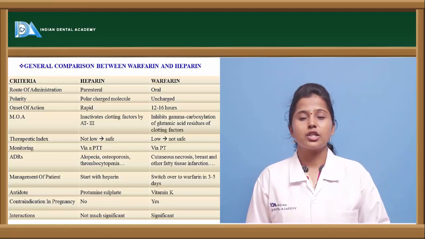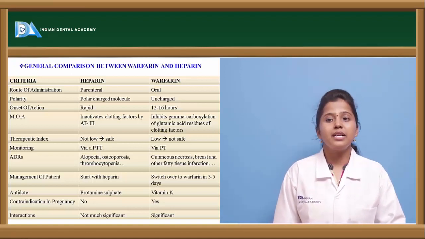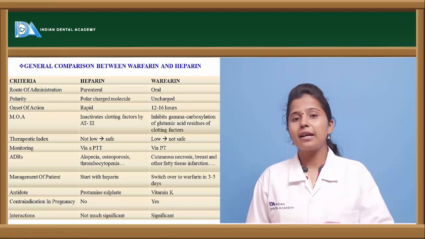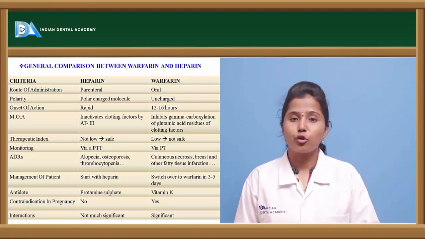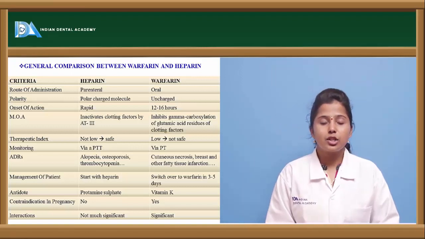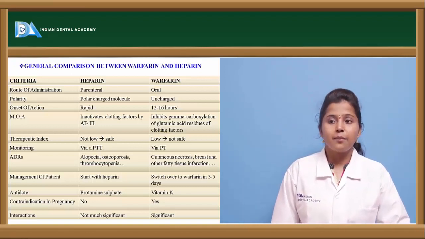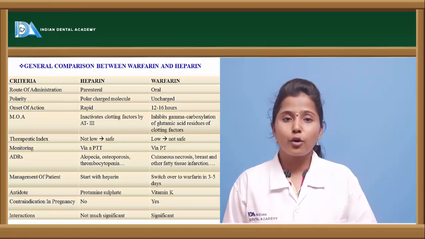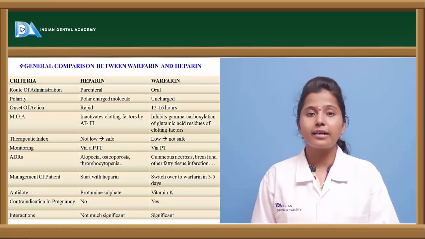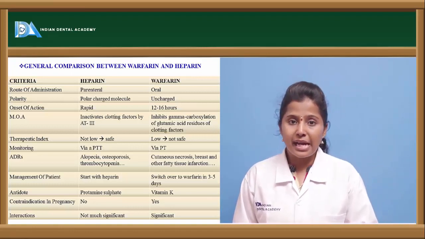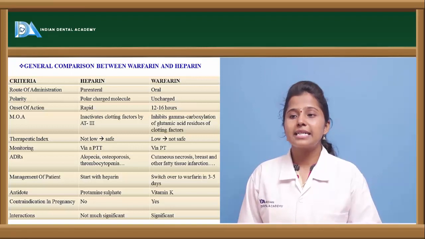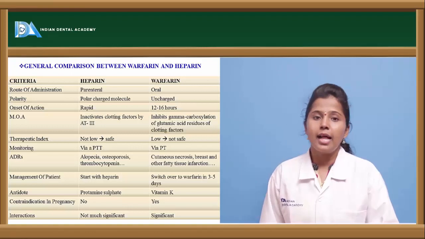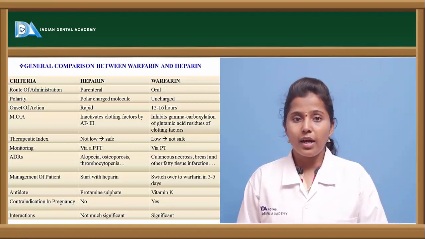And mechanism of action: how these drugs act. Heparin acts by inactivating the clotting factors by forming a complex with antithrombin 3. But warfarin does not combine with antithrombin 3; it inhibits gamma carboxylation of glutamic acid residues of clotting factors. The clotting factors have glutamic acid, and when this glutamic acid is carboxylated by gamma carboxylation, the clotting factors become active; inhibiting this prevents their release.